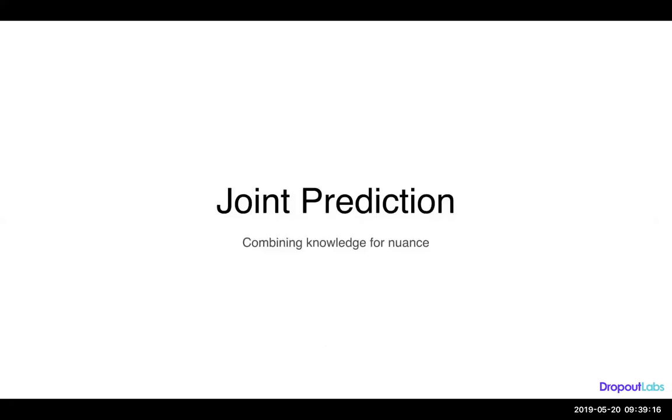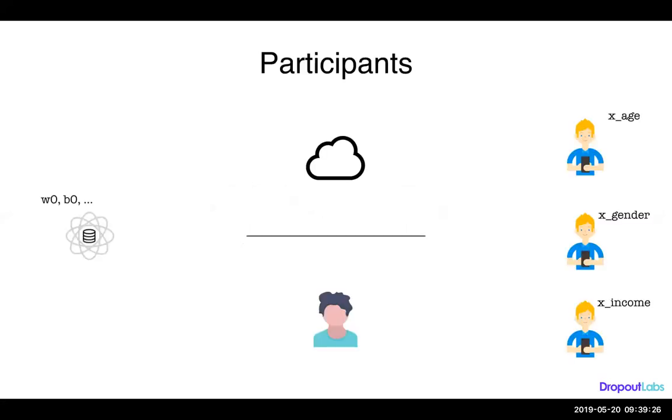We can also do other things. This was just a normal prediction, but we can also start to say, what if we had different data sources and they want to combine their data for a prediction to give more nuance? We can also easily do that. So in this case, we have three prediction clients, one providing the age, one providing the gender, one providing the income.